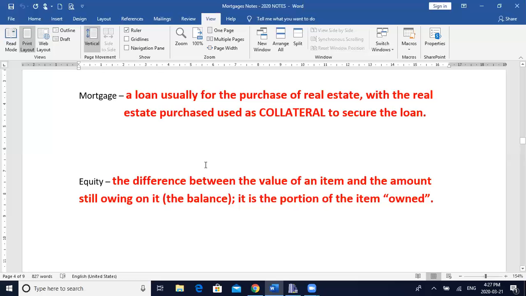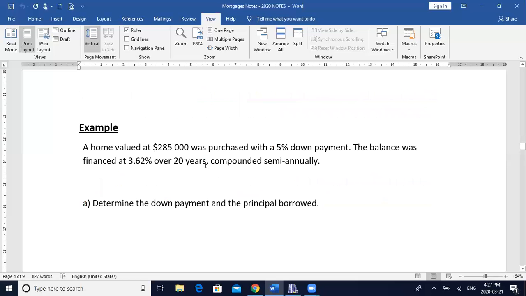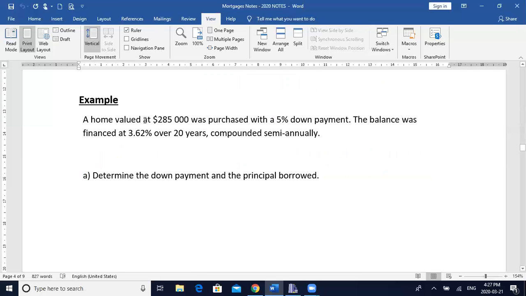Okay, so we will begin by looking at an example. We've got a home that's valued at $285,000, and it was purchased with a 5% down payment. Typically, down payments are listed as a percentage of the home value, so we will have to calculate the dollar amount by taking 0.05 times the home value. The balance is what we're going to get the mortgage for. The balance is financed at 3.62% over 20 years, compounded semi-annually.